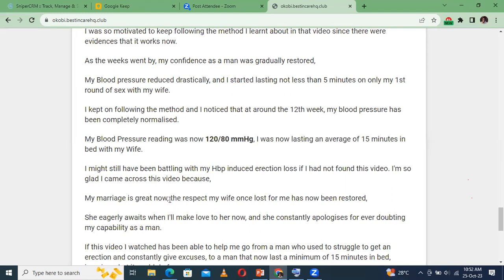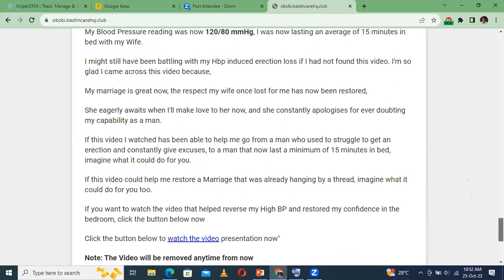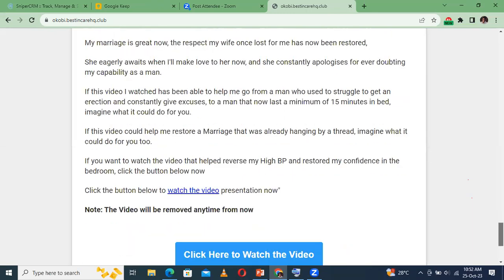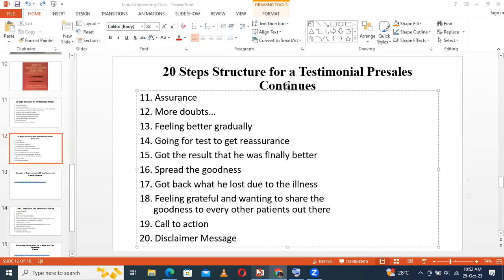My marriage is great now. The respect my wife once lost for me has now been restored. She barely awaits when I'll make love to her now, and she constantly apologizes for ever doubting my capability as a man. So, okay, so I'm coming. Yeah, what number are we now? Where he got back what he lost, the respect of his wife. I think that is 17. Yeah, thank you. Number this thing, but I also skipped this part, just as I said, you can be flexible with it. Let's continue.